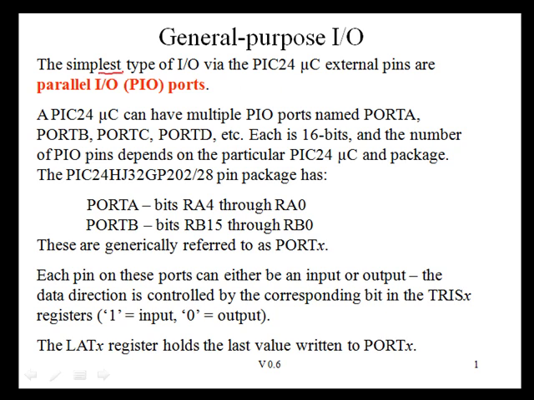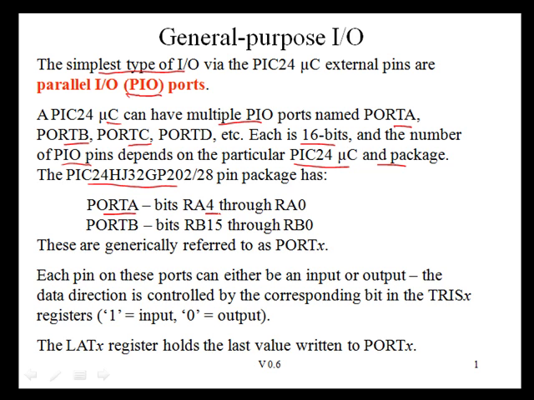The simplest type of I/O on any type of microcontroller is called parallel port I/O. We will refer to them as parallel I/O ports. A PIC24 microcontroller can have multiple parallel I/O ports that are named port A, port B, port C, etc. Each is 16 bits, and the number of PIO pins that are available depends upon the particular PIC24 microcontroller and its package. For our particular microcontroller, we have the following parallel I/O pins available.